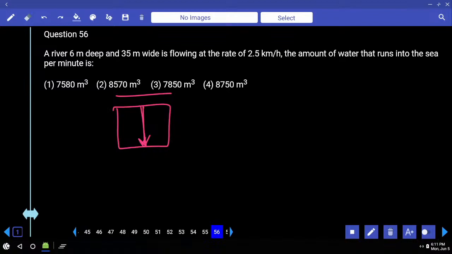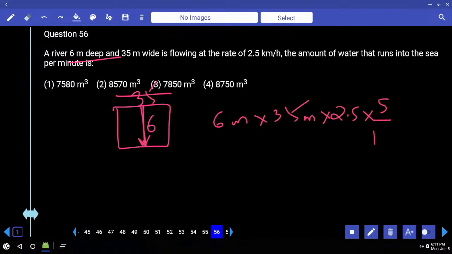So how much water flows? Area of the cross section into speed of the water. Area of the cross section is 6 meter into 35 meter. This is 6, that is 35. It is in the shape of a rectangle, isn't it? The opening is in the shape of a rectangle. Therefore, the area is 6 meter into 35 meter, into 2.5 kmph. So, it should be converted to meter per second.